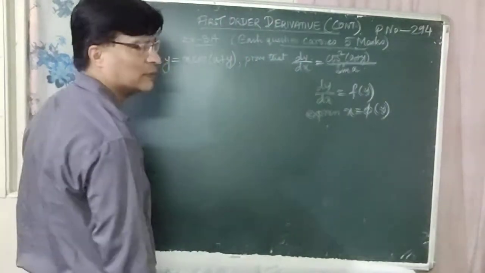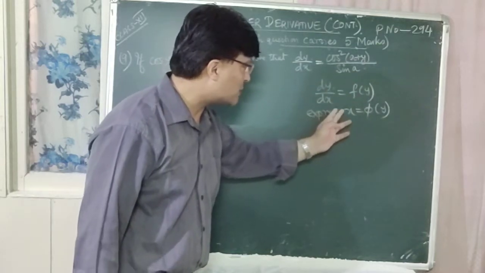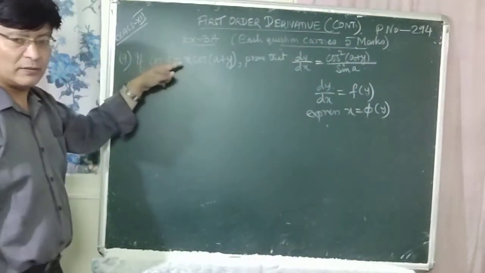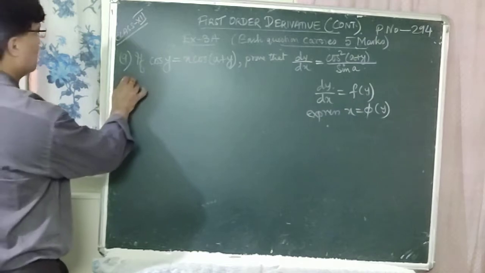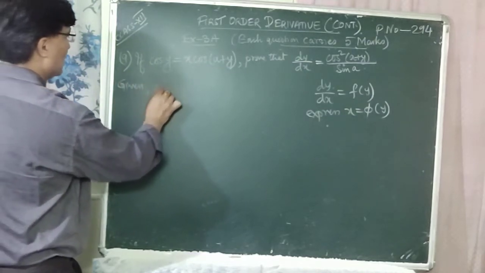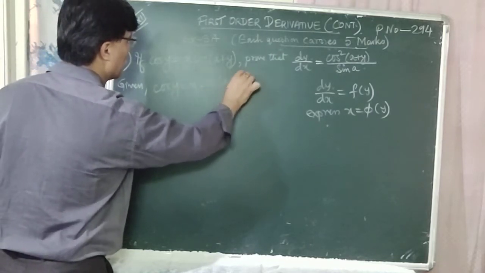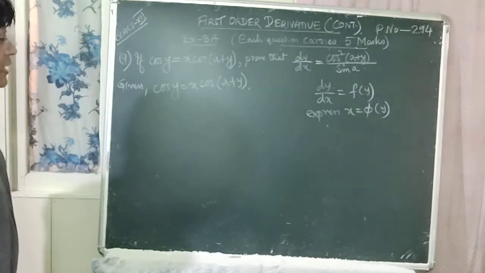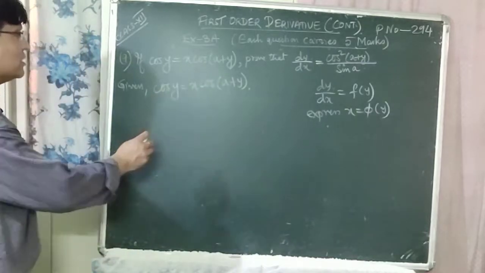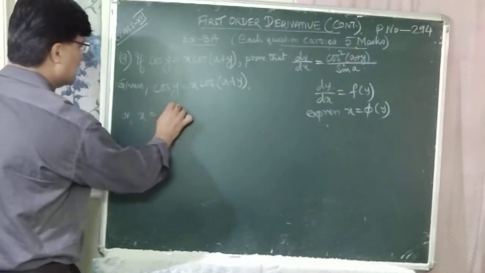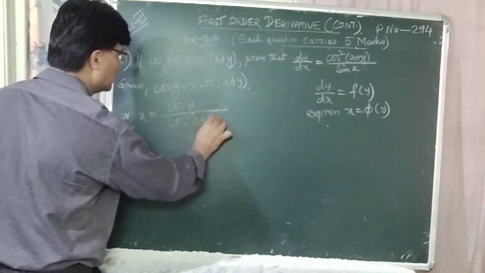Now in this case, you have to express dy by dx as a function of y, isn't it? That means you have to express x as a function of y from the given. Is that clear? So write down given. Here given is cos y is equal to x cos of (a plus y). So express x as a function of y. That means you can easily get the value for x as a function of y. That is cos y divided by cos of (a plus y).